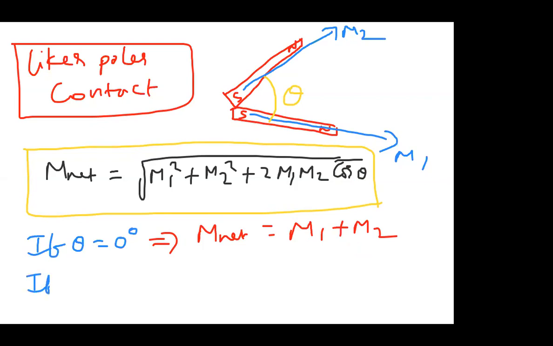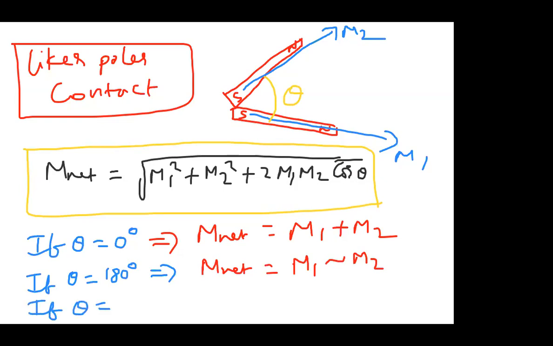Suppose if theta is equal to 180 degrees, then what will happen to the net magnetic moment? Cos 180 is minus 1, so we get square root of M1 square plus M2 square minus 2 M1 M2. We'll get the expression as the difference of M1 and M2. If theta is equal to 90, cos 90 is 0, this term becomes 0.